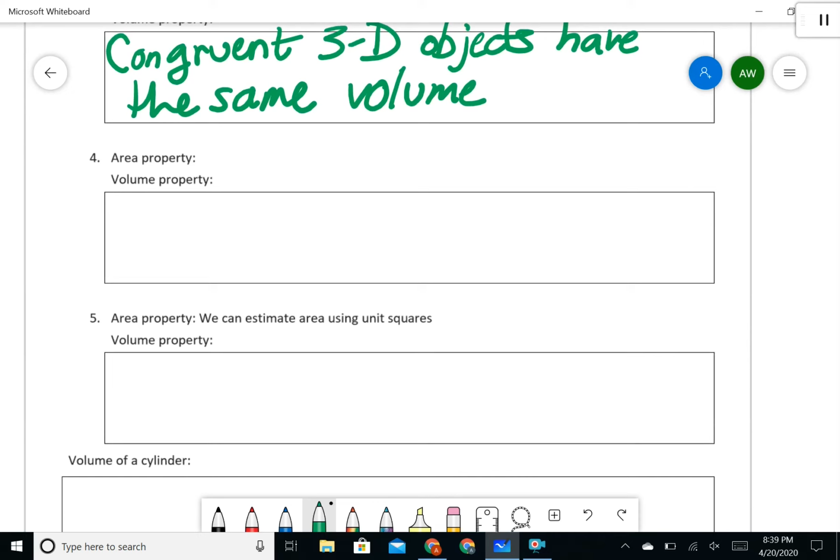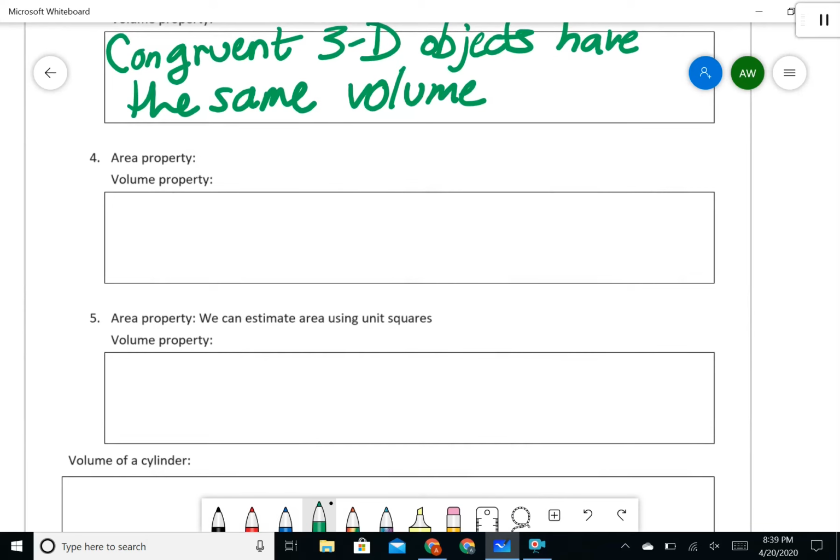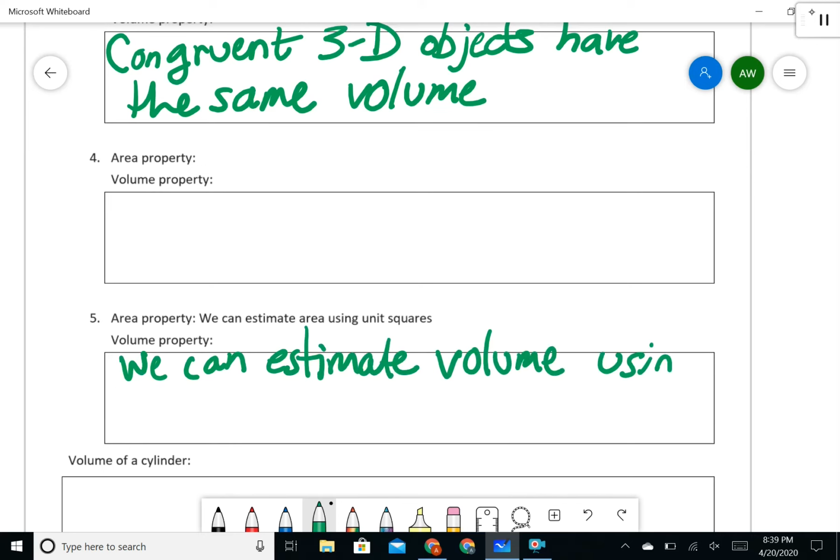So number 5 says we can estimate area using unit squares. I'd like you to think about that and see if you can make it into something about volume. So hopefully you've thought about number 5. Number 5 says we can estimate area using unit squares. We're going to change that to we can estimate volume using unit cubes. Right? So the idea here is that we changed squares to cubes and we changed area to volume.